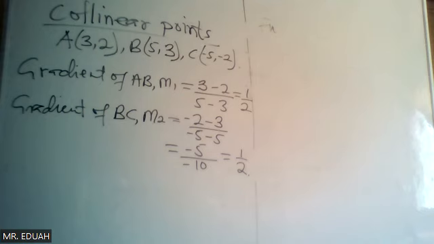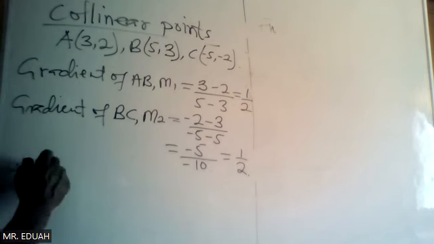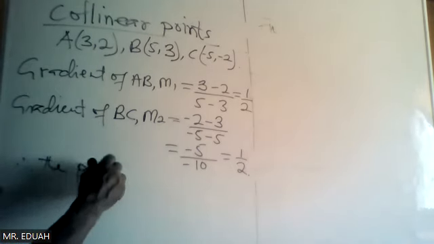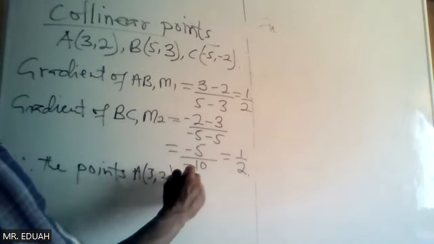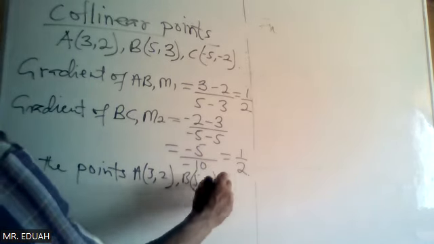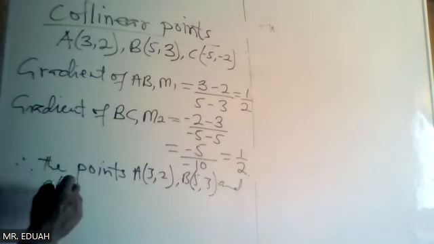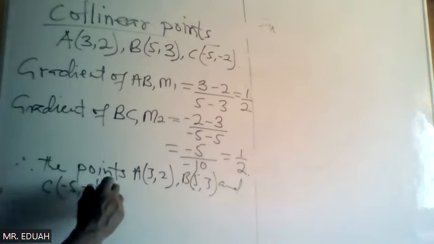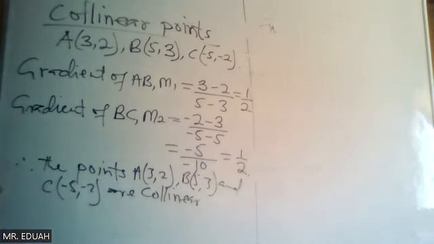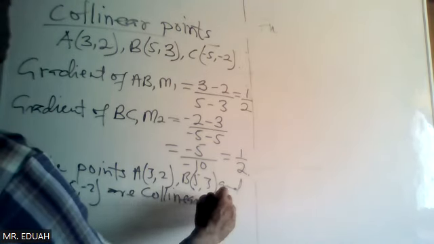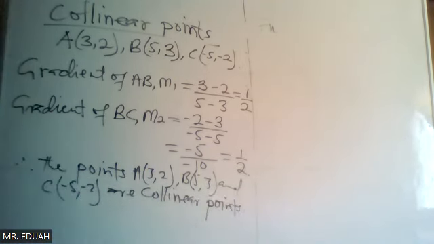Are the gradients the same? So therefore, how do you conclude? Therefore, the points A(3, 2), B(5, 3), and C, which is (-5, -2), are collinear points, or they lie on the same straight line.